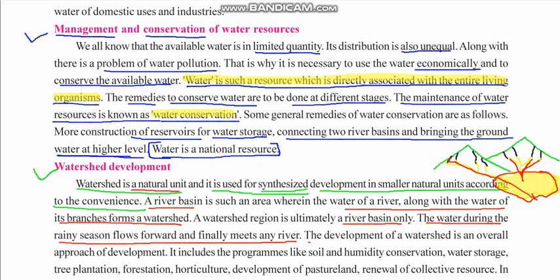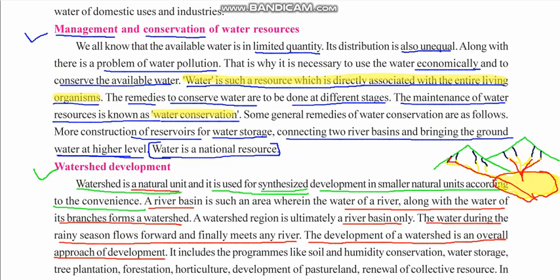Okay, the development of watershed is an overall approach for development. It is a very good approach. Why? Because this is a good way to manage and control the water of small rivers. If it won't be controlled, it can lead to many problems. One problem is floods, the second problem is landslides, the third problem is soil erosion. So there are many problems that can arise.